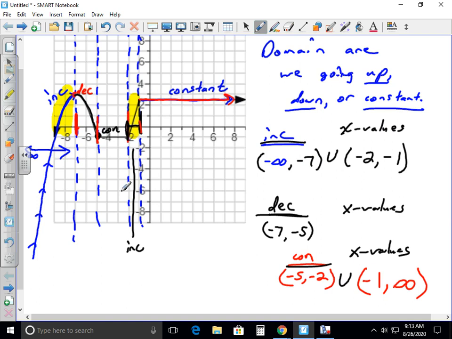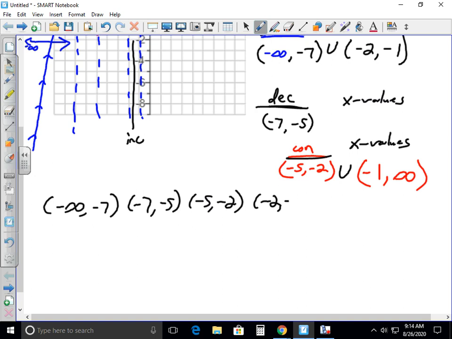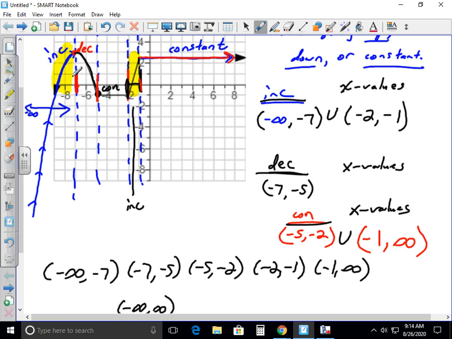So if we were to combine these intervals, that would include the whole domain except the transition points. If we put our intervals in order, -infinity to -7, and then -7 to -5, and then -5 to -2, and then -2 to -1, and then -1 to infinity, that basically is everything from -infinity to positive infinity except those transition points. So these are x values that describe which sections are we going up, down, or constant.